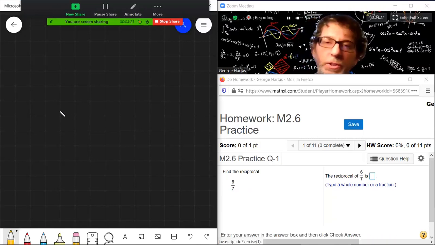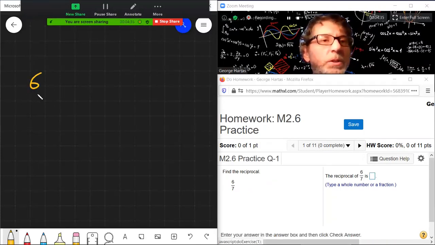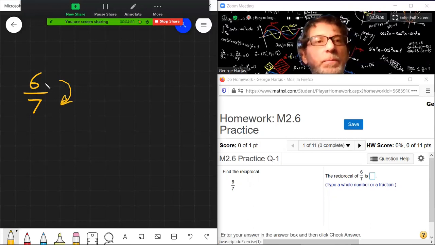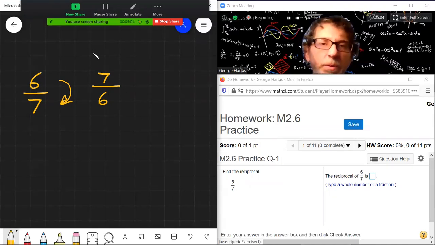The reciprocal is just a fancy name for flipping a fraction. So let's look at number 1. So 6/7. The reciprocal means switching out the numerator and denominator. In other words, just flipping it upside down, flipping it over. So the 7 becomes the numerator, and the 6 becomes the denominator. All right, so this is called the reciprocal. Find the reciprocal, it says. We just simply flip the fraction upside down.